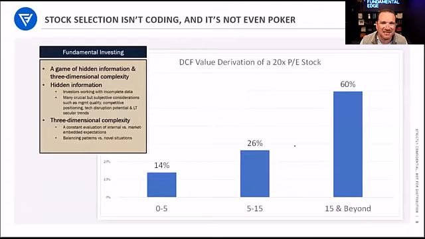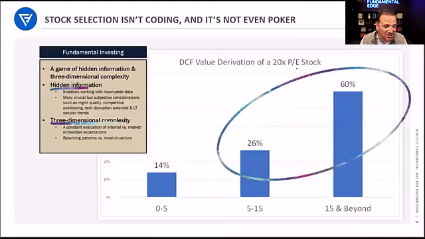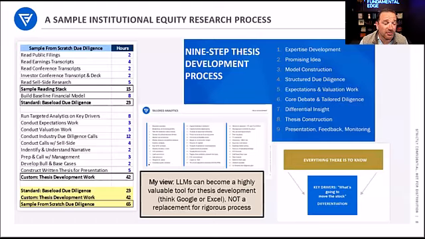Fundamentally, stock selection isn't a game like poker or coding. It's not even poker in the sense that fundamental investing is a game of hidden information and three-dimensional complexity. And ultimately, stock prices are determined by collective perceptions of future cash flows, right? Stock selection is a perception game in a way. Stocks move on expectations. There isn't a right answer. There's no information that can be uncovered that can give you a true and precise, accurate price on any given security. And so there's much more complexity.